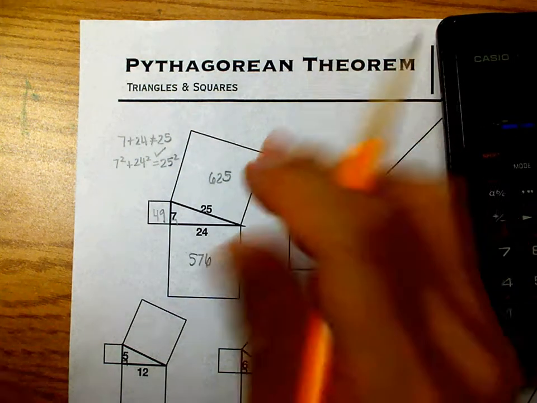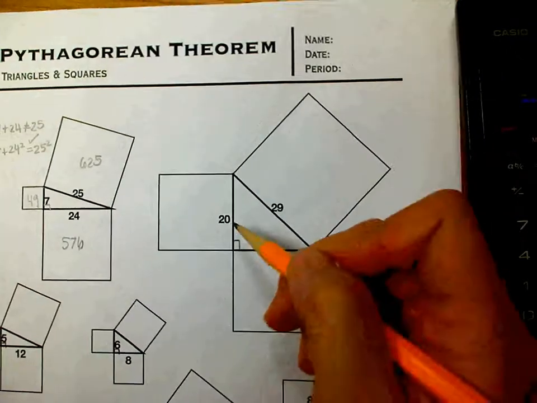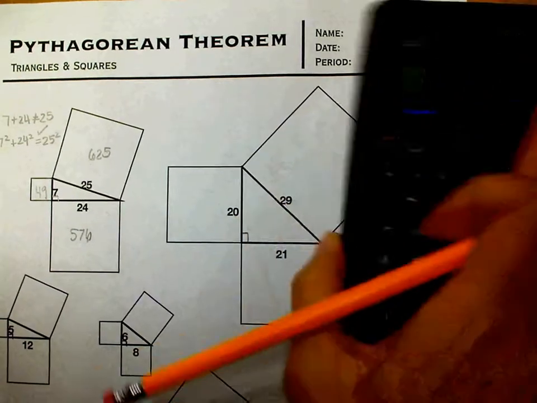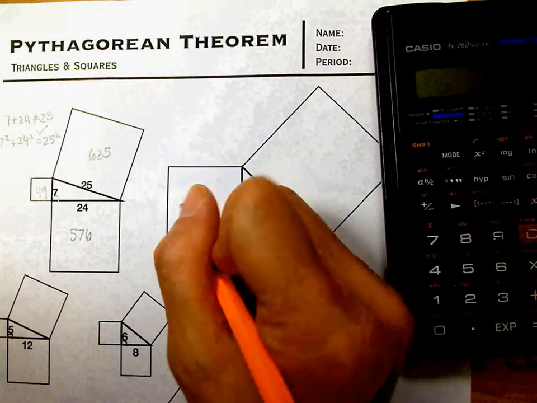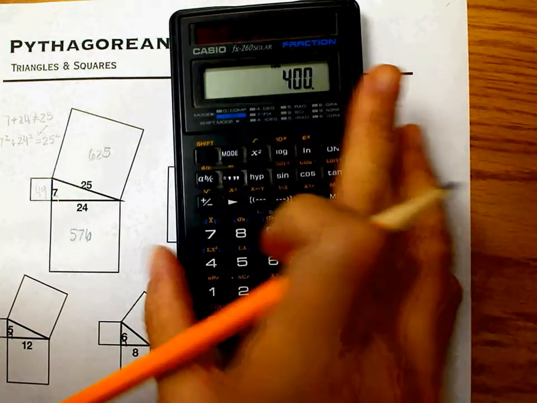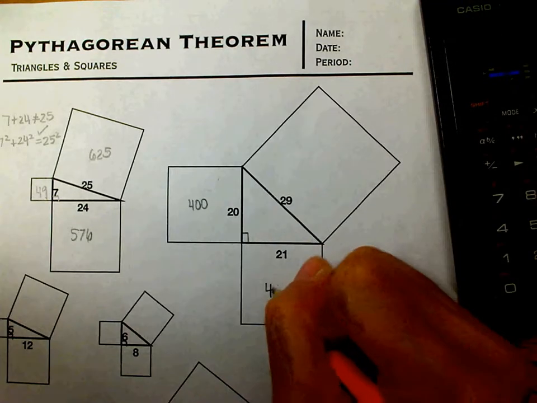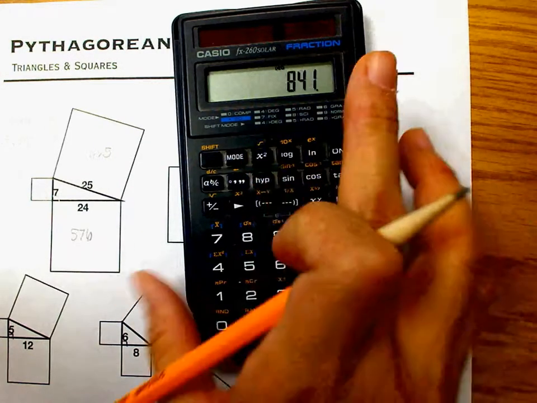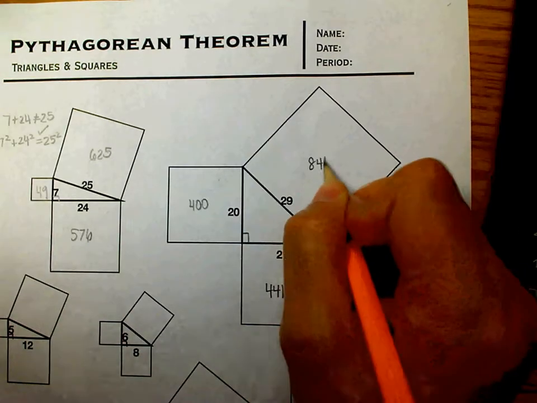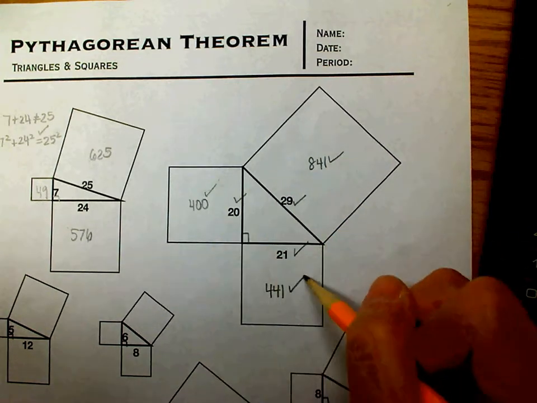So now we're going to use that to figure out all the other areas of these squares. So 20 squared gives us the area of that square. So 20 times 20, which is 400. 21 squared, 21 times 21, which is 441. And then 29 squared is 841. And once again, we have the 3 sides and we have the 3 squares. That's our goal for this worksheet.